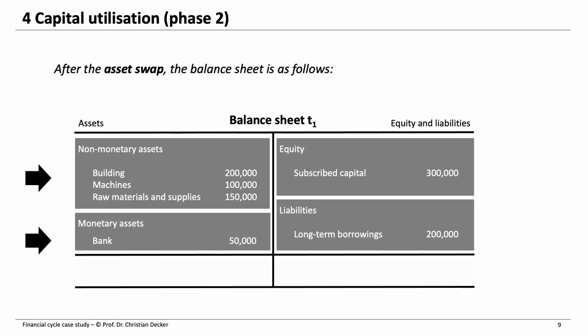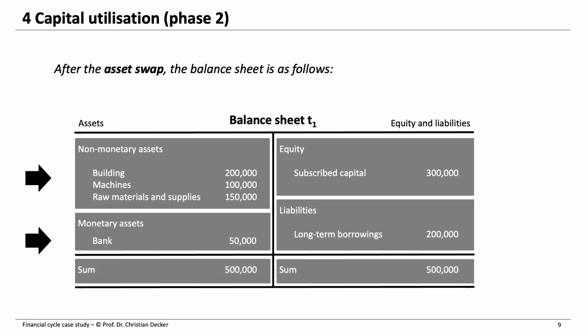The section monetary assets shows a reduced item bank with 50,000 euros. 450,000 euros were used to pay for the non-monetary assets. The balance sheet sum has not changed, since only asset swaps were made.